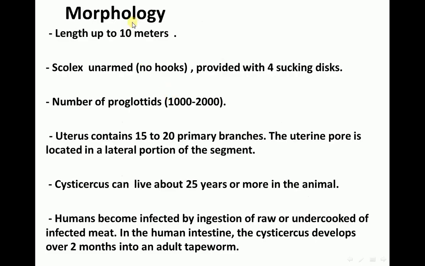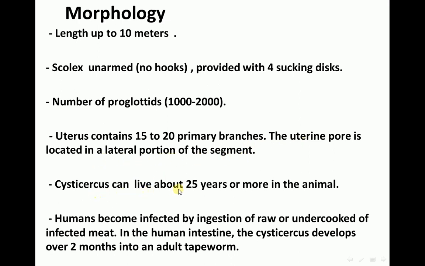Morphology. Length of this parasite up to 10 meters. Scolex unarmed, provided with 4 spherical suckers. Number of proglottids from 1,000 to 2,000. Uterus contained 15 to 20 primary branches. Uterine pore is located in the lateral portion of the segment.